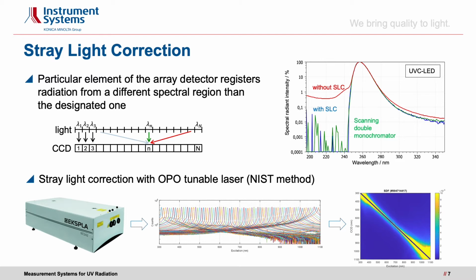Here on the graphic is a comparison of the UVC LED measurement with stray light and without stray light. With this procedure, the optical dynamics in the UV and the blue region will be increased after performing the stray light correction.